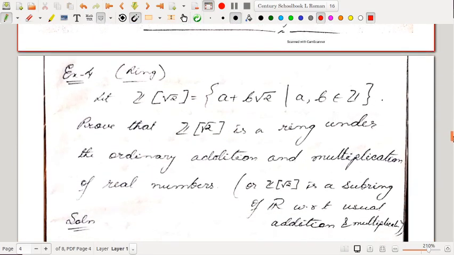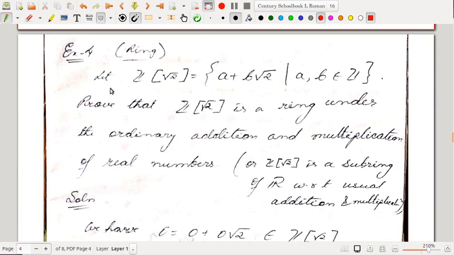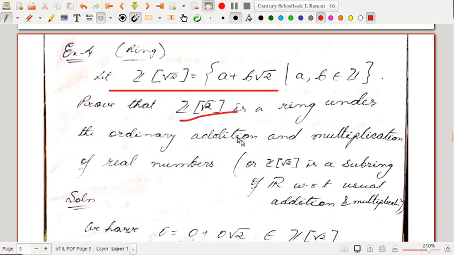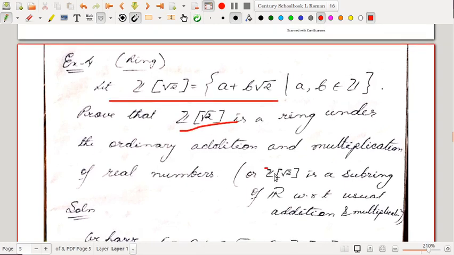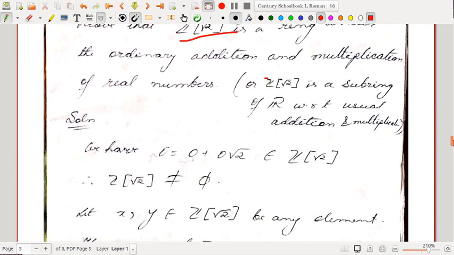Okay. Next, another example. Let Z root 2 equal a plus b root 2 such that a, b belong to the integers. That means Z root 2 is the collection of all those real numbers which are of the form a plus b root 2, where a and b are integers. Okay. So prove that Z root 2 is a ring under ordinary addition and multiplication of real numbers. Okay, or the question may come this way also: Z root 2 is a subring of R with respect to addition and multiplication.